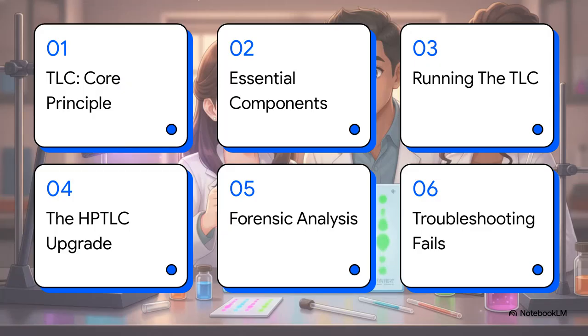Here's our roadmap for today's explainer. First, TLC, the core principle. Then, essential chromatography components. After that, running the TLC experiment, followed by the HPTLC upgrade. Then we'll look at forensic drug analysis. And finally, troubleshooting lab fails.